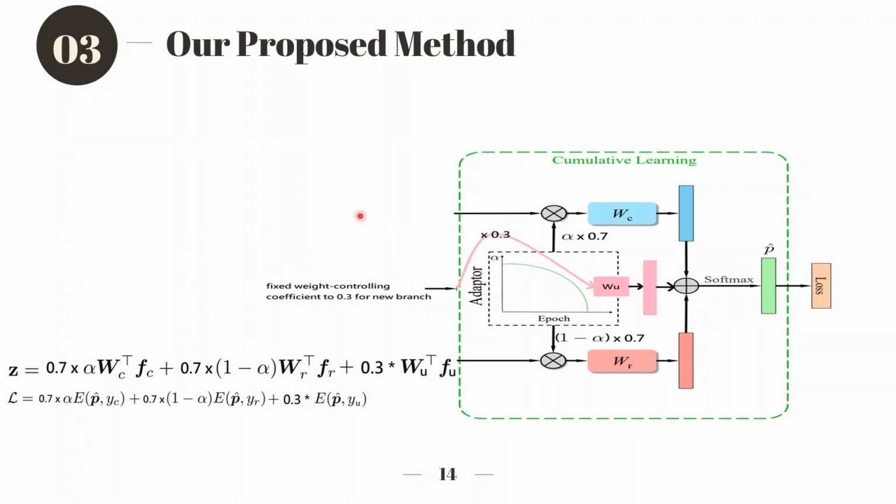And about the alpha of cumulative learning, we just simply fix our new branch's weight controlling coefficient to 0.3, and then we modify 0.7 to its original branches. So the output equation becomes 0.7 times the original equation plus 0.3 times the new branch. And the loss function does exactly the same thing.